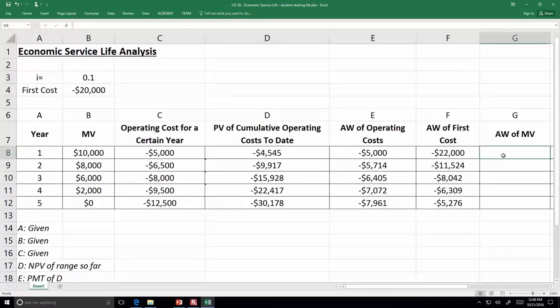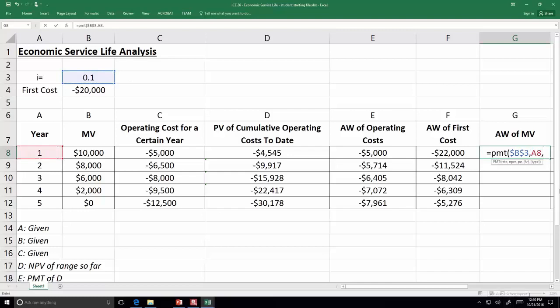Okay, the annual worth of the market value is different than what we did in column F, because the market value is in the future. It's not at the present. This 10,000, 8,000, 6,000 are amounts at the end of the number of years that you'll get for selling the item. So when we do the payment function, the rate is still going to be 10%, and the n is going to be the year that we're on.